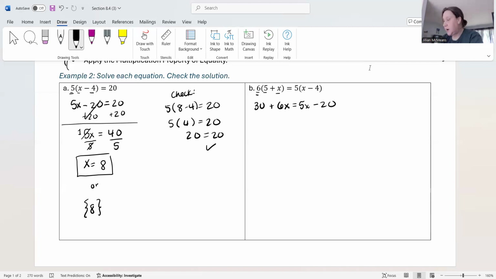So that means this positive 5x needs to move. So positive 5x, think of that as plus x. So the way we undo addition is subtraction. So I'm going to subtract x, or I'm going to subtract 5x from both sides.